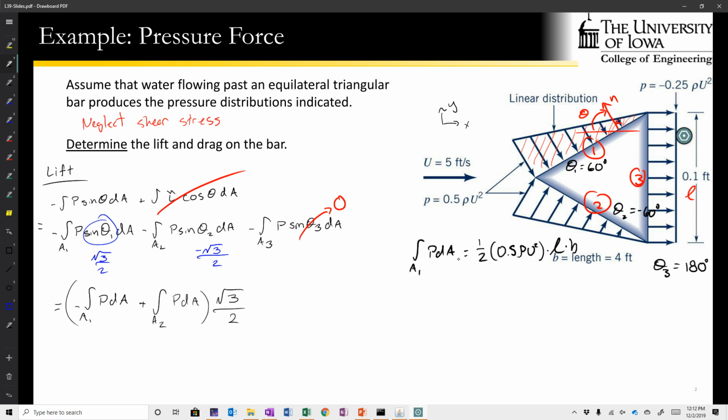And this makes sense in this problem, right? Because that pressure distribution on the upper and lower surfaces is symmetric, that's going to indicate that we develop no lift. To zero, right? No lift. However, now we're going to turn this over and use this integral.